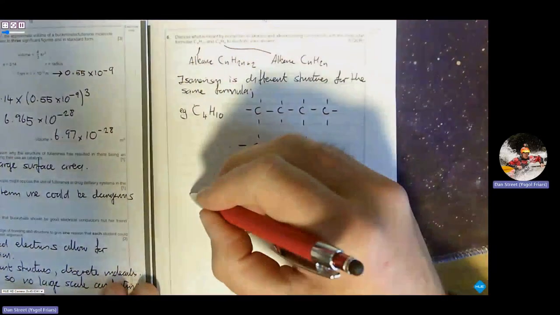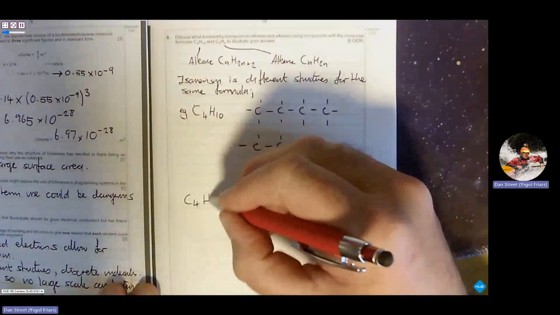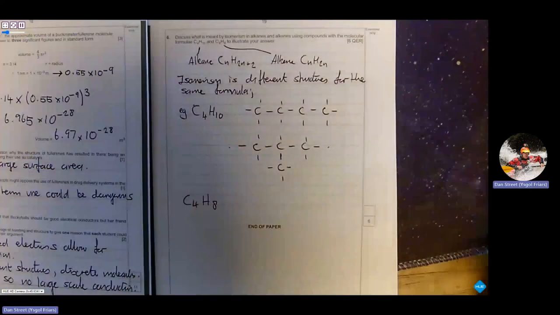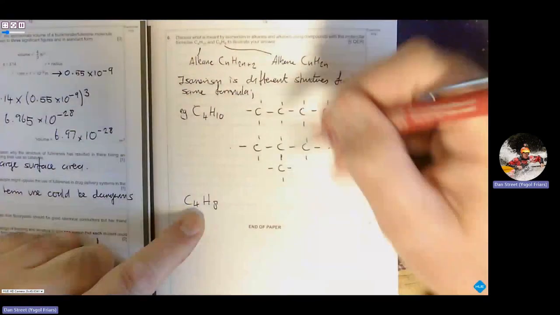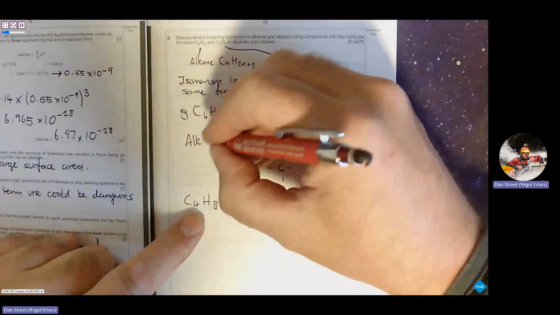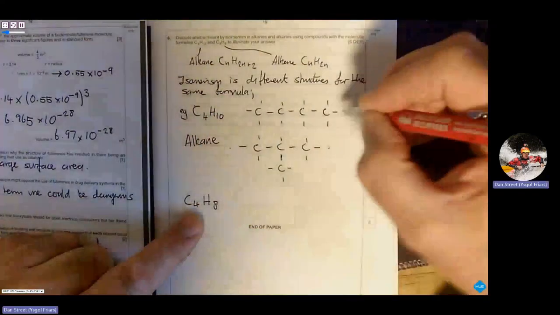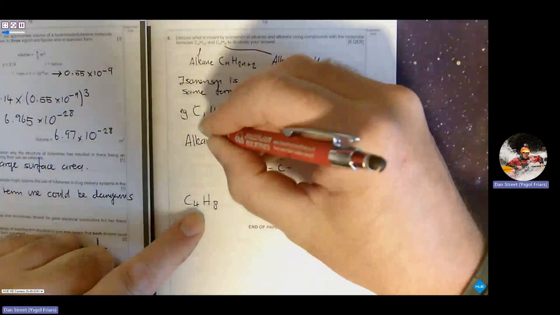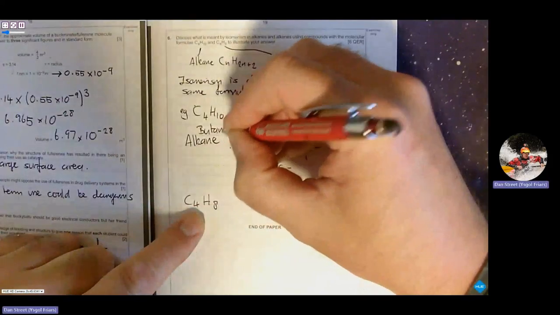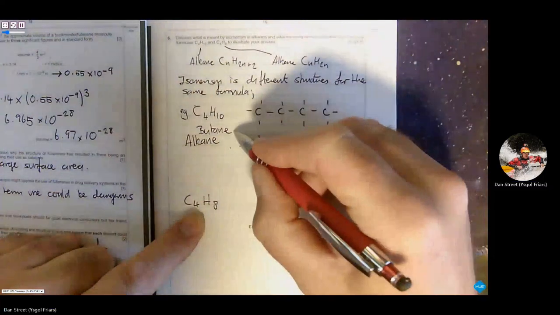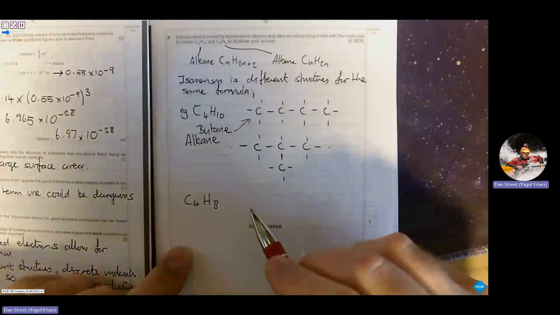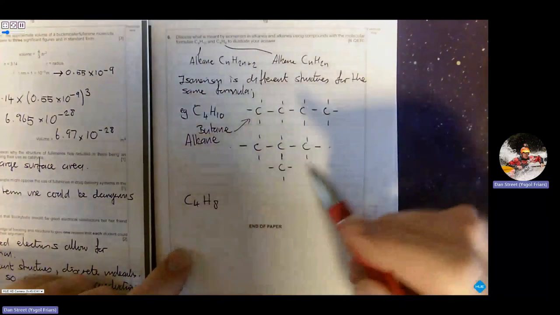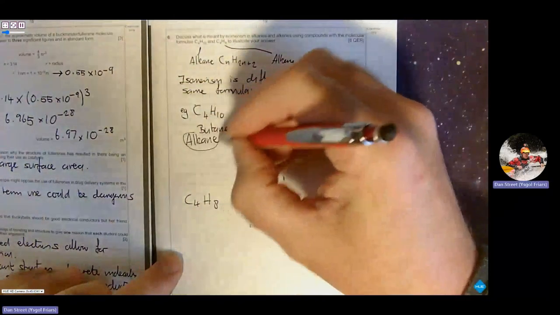C4H8 is a slightly different kettle of fish because it's an alkene. Actually, before we move on, we should state that that's an alkane, and we could name this one as butane to make it clear that you understand the simple formula. So that's butane there, because it's got 4 carbons, and it's got no double bonds, so it's an alkane, so it's ane, and it belongs to the alkane family.